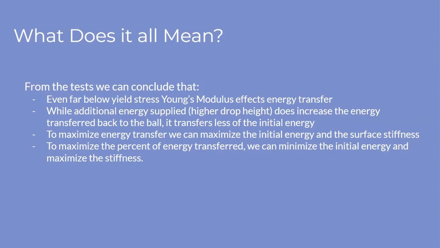So in application, if we want to simply maximize the energy transferred and neglect efficiency, we can just choose the most energy possible and the stiffest surface. However, if we want to maximize the efficiency of energy transfer, or the percent of energy transferred as per the energy supplied, we can minimize the actual energy supplied and maximize the surface stiffness, which will give us the best efficiency.